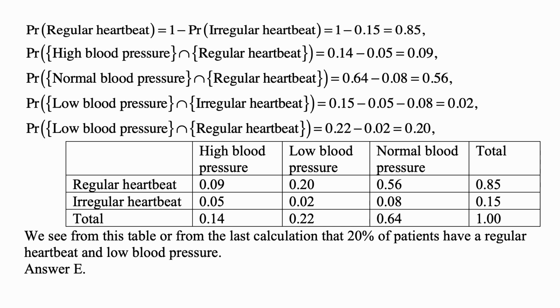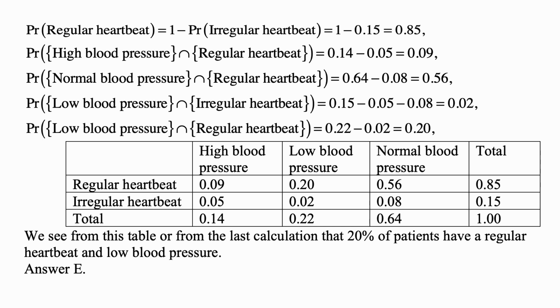Probability of high blood pressure and regular heartbeat is 0.14 minus 0.05 from the calculation we did before, and that's 0.09. And probability of normal blood pressure and regular heartbeat is 0.64 minus 0.08, so it's 0.56. And probability of low blood pressure and irregular heartbeat is 0.15 minus 0.05 minus 0.08, and that's 0.02. And then probability of low blood pressure and regular heartbeat is 0.22 minus the 0.02 we just calculated, and it's 0.20.